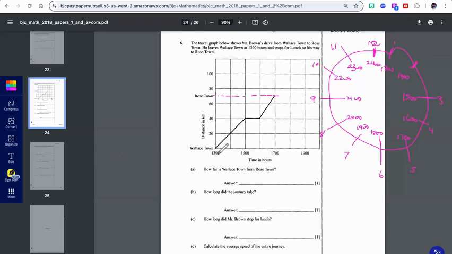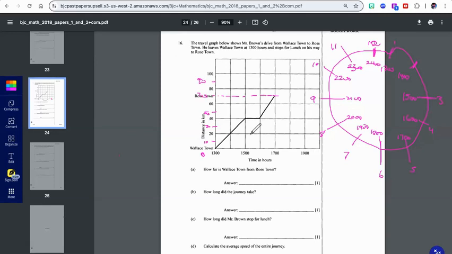So if this is going up by 2, 4, 6, 8, that means that Wallace Town will be 0, 2, between here, 10, 20, 30, 40, 50, 60, 70, 80, 90. Okay, good. I see the first answer.